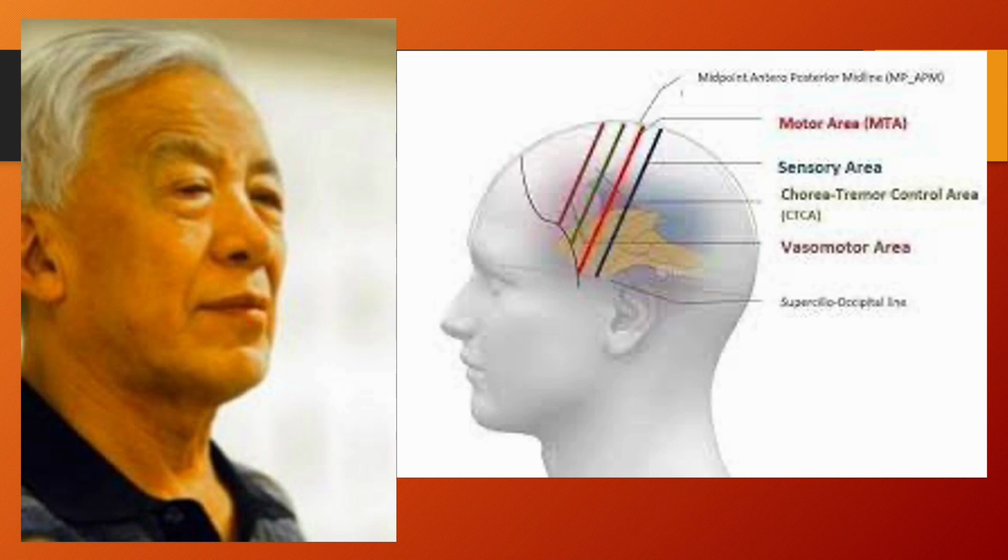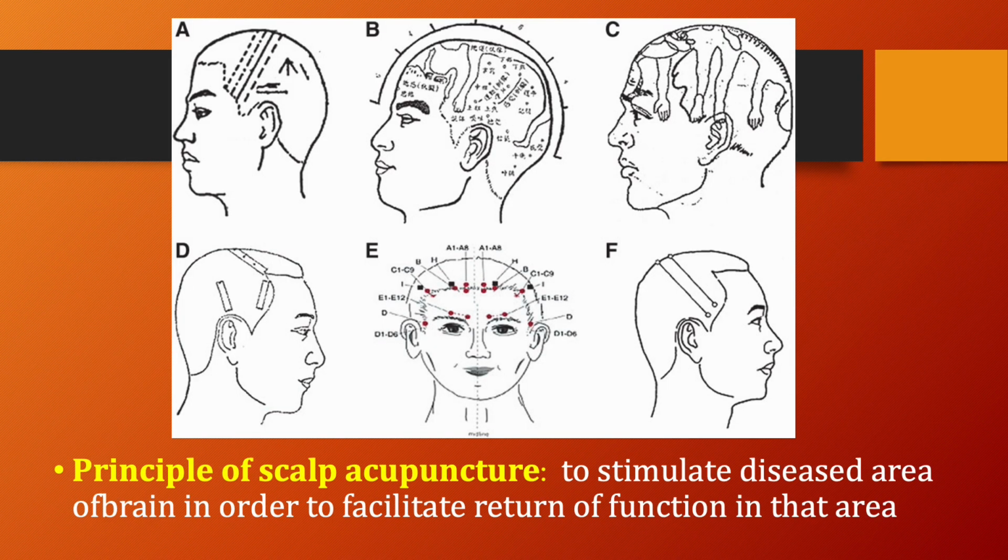Scalp acupuncture is a relatively modern acupuncture method. One of the Chinese styles was attributed to Dr. Zhao Shunfa, a physician in northern China, and it has been used in China since 1971. The principle of scalp acupuncture is very straightforward: to stimulate the diseased area of the brain in order to facilitate a return of function in that area.